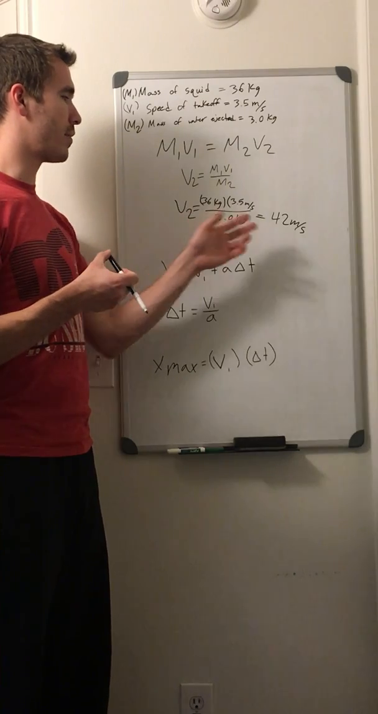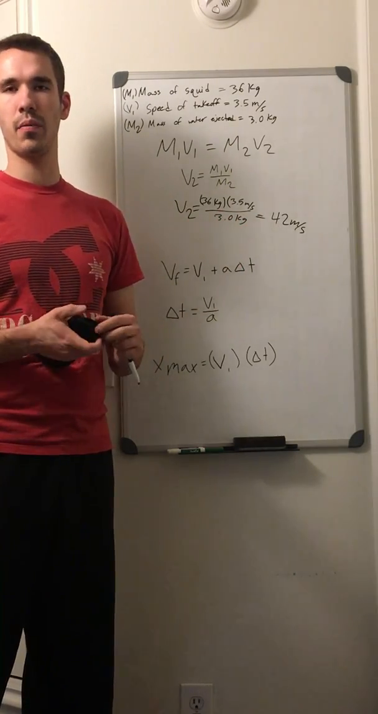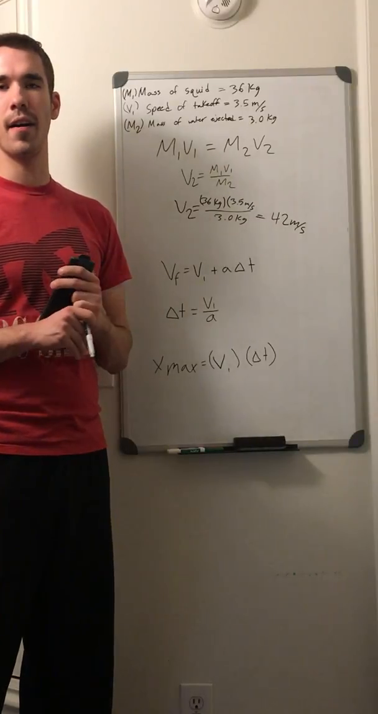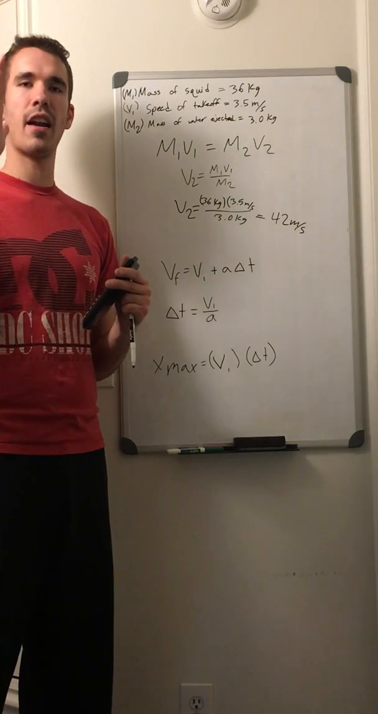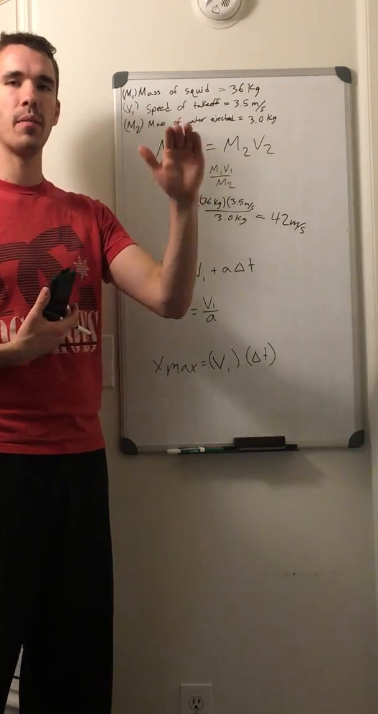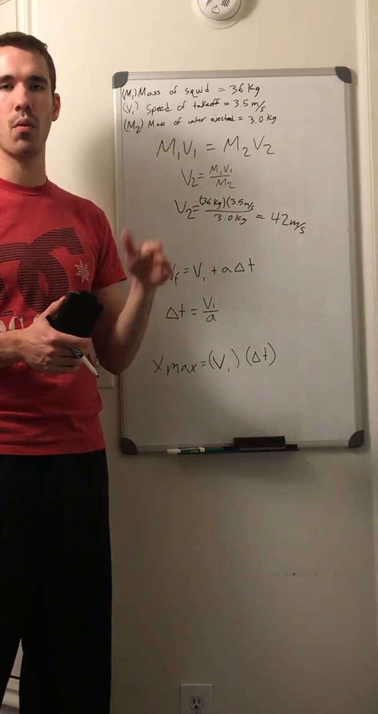So once we have this velocity, then we can attempt the second part of this question, which is part B. Part B asks if the squid is getting ejected out of the water, what is the maximum horizontal range it can come to before it basically splashes back into the water.